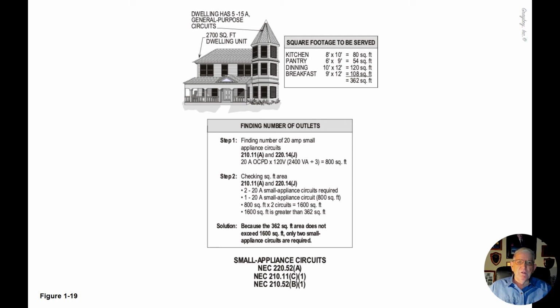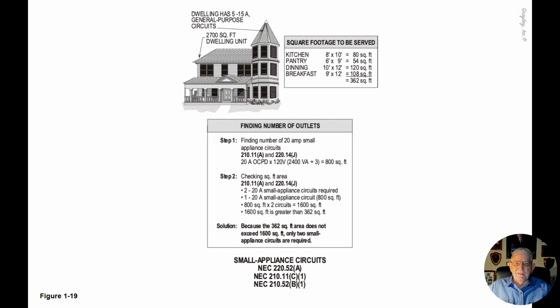Now the square footage to be used, the kitchen is 8 by 10, which is equal to 80 square foot. The pantry is 6 by 9, which is equal to 54 square foot. The dining room is 10 by 12, which is equal to 120 square foot. The breakfast area is 8 by 12, that's equal to 108 square foot, giving us a total of 362 square foot.